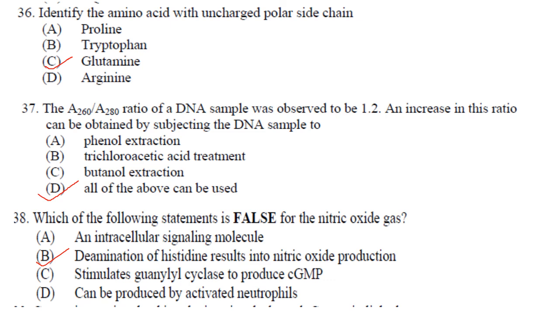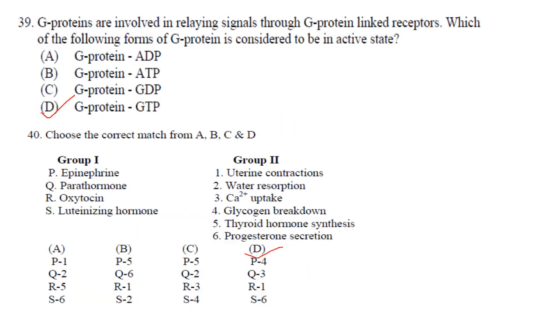Next one. Which of the following statements is false for the nitric oxide gas? A, an intracellular signaling molecule. B, deamination of histidine results in nitric oxide production. C, stimulates guanylyl cyclase to produce cGMP. D, can be produced by activated neutrophil. Answer is option B, deamination of histidine results in nitric oxide production.